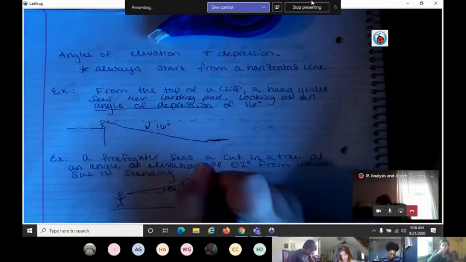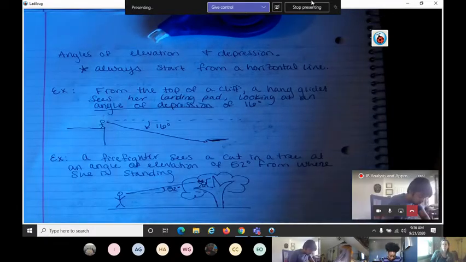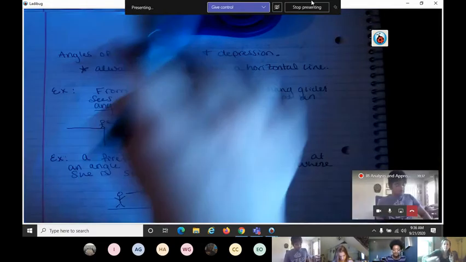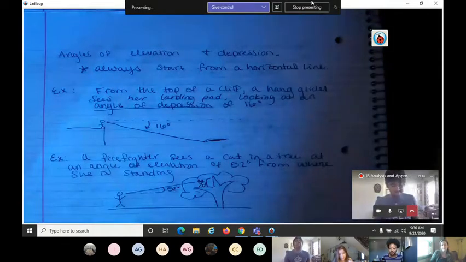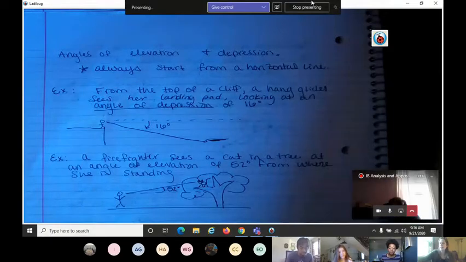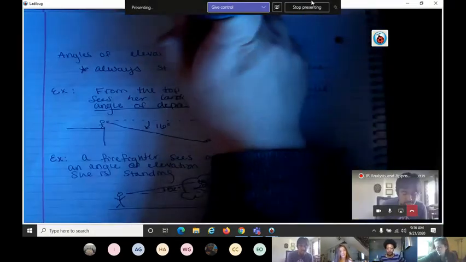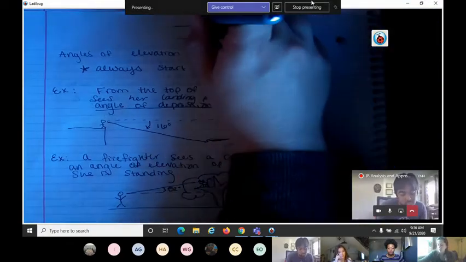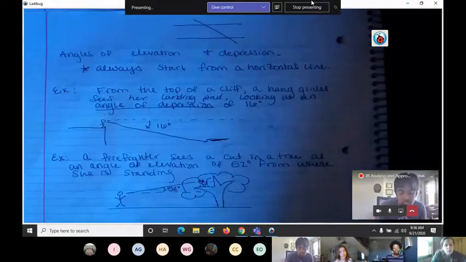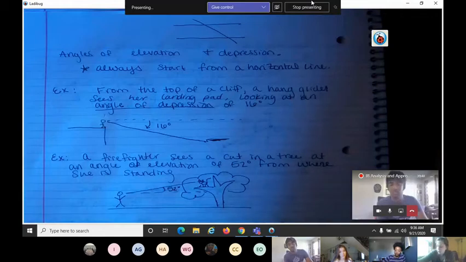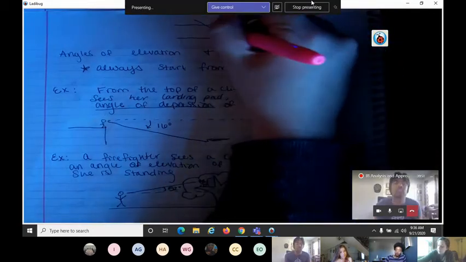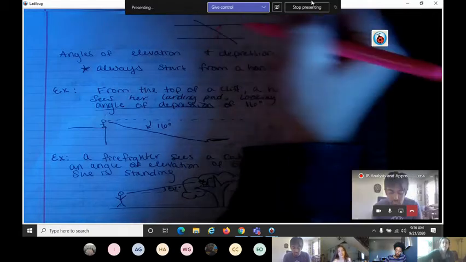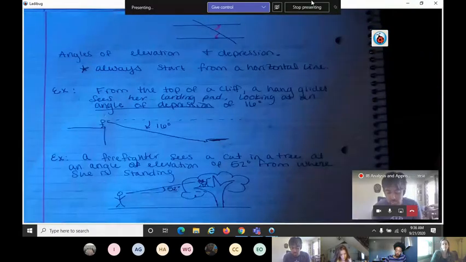Okay, what questions do you guys have? Okay, so you can kind of think about these angle of elevation and depression lines as like transversals, a transversal going through parallel lines. And so you can have an angle of depression or an angle of elevation, depending on how the problem is set up.